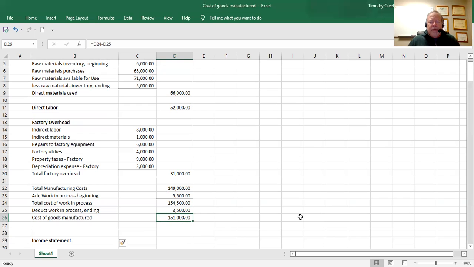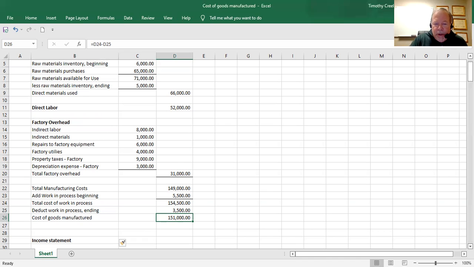And remember that the cost of goods manufactured is everything that's moved through work in process during the period that's been completed and moved on to finished goods. That's basically what the cost of goods manufactured is. Everything that's moved through work in process during the period and gone on to finished goods.